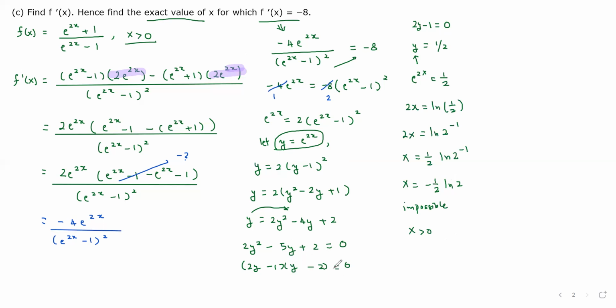Unfortunately, we have another root. We have y minus 2 for the other root. We set y minus 2 to 0, so that y is 2. But y is e to the 2x, that equals 2. Taking log on both sides, we have 2x equals ln 2, and x equals 1 over 2 times ln 2. That is the solution that we want.